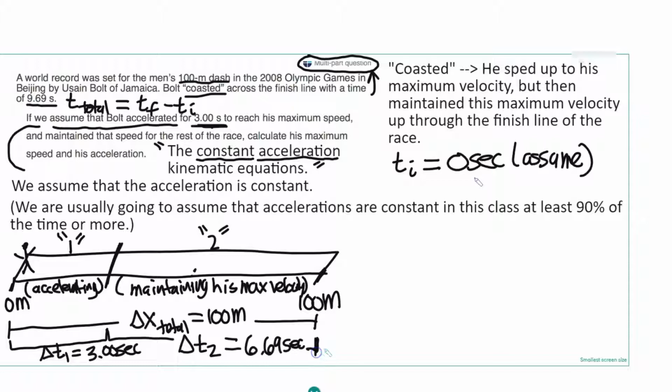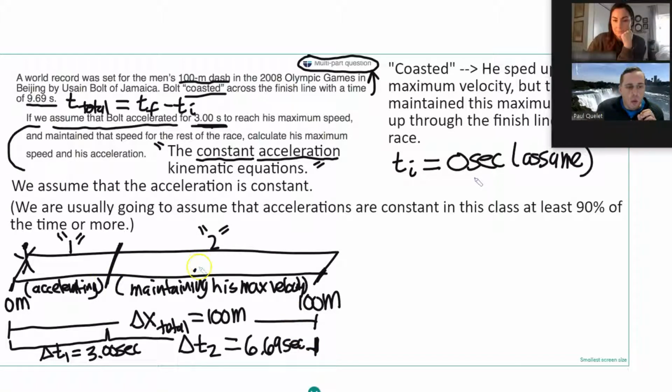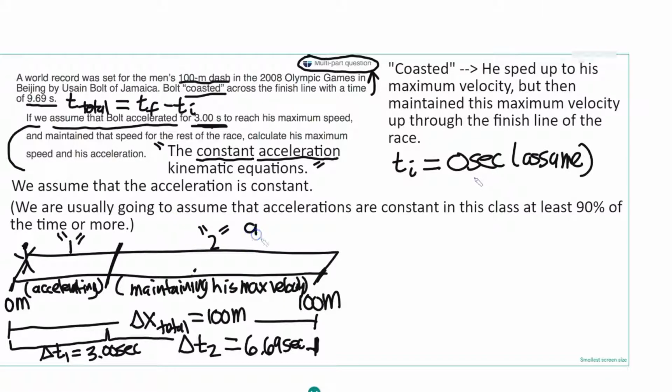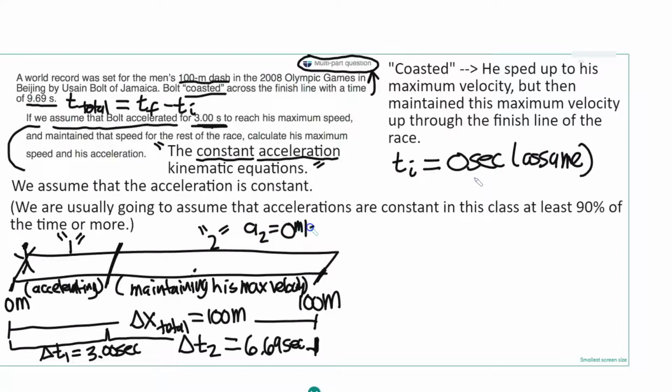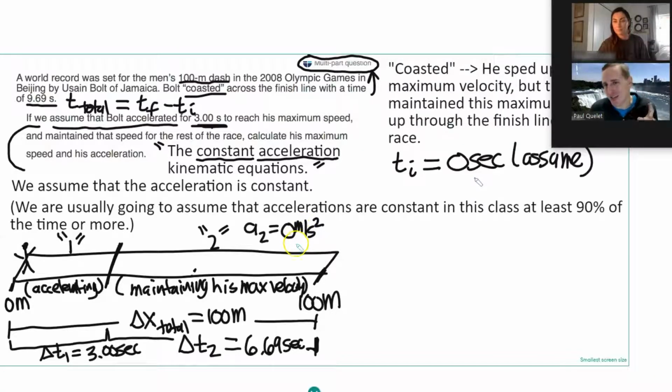Okay, we're getting somewhere now. So think about this. We have the total distance, total displacement, I should say. We have the time for segment 1. We have the time for segment 2. And we know in segment 1, we're accelerating. And we know in segment 2, we're maintaining a maximum velocity. So let me ask you this about segment 2. What's the acceleration of segment 2? Yes, good, 0 meters per second squared. So keep in mind, that is a constant acceleration. It's just a very special number. 0 is very convenient to work with.